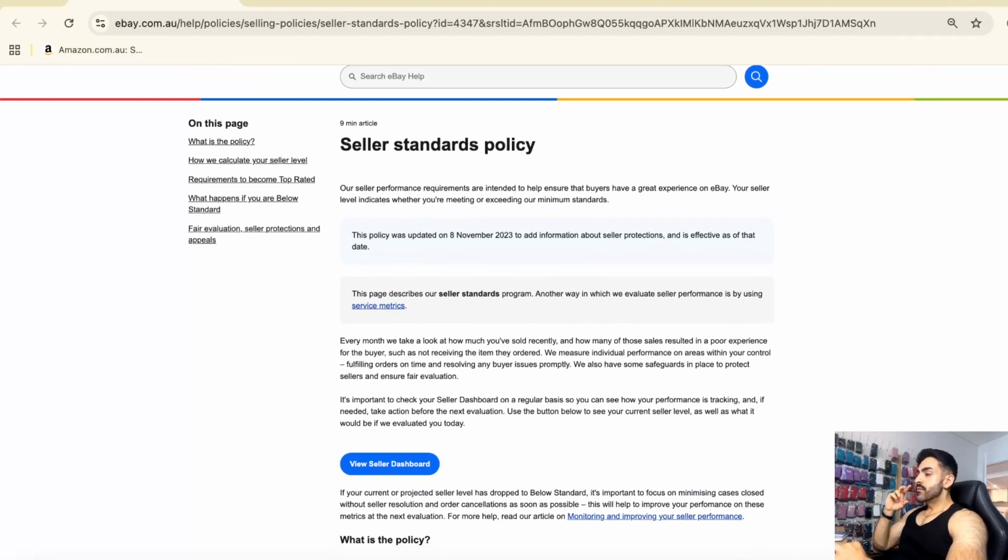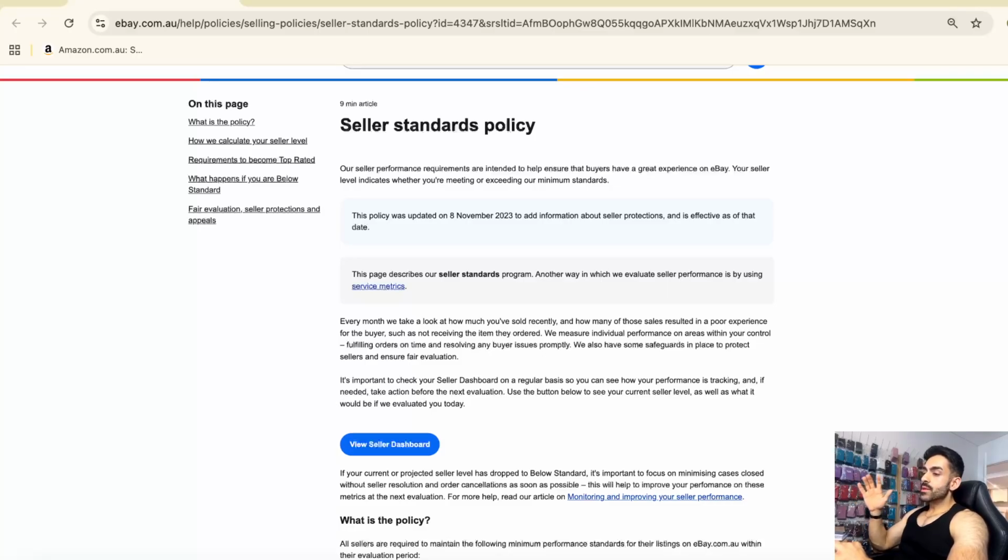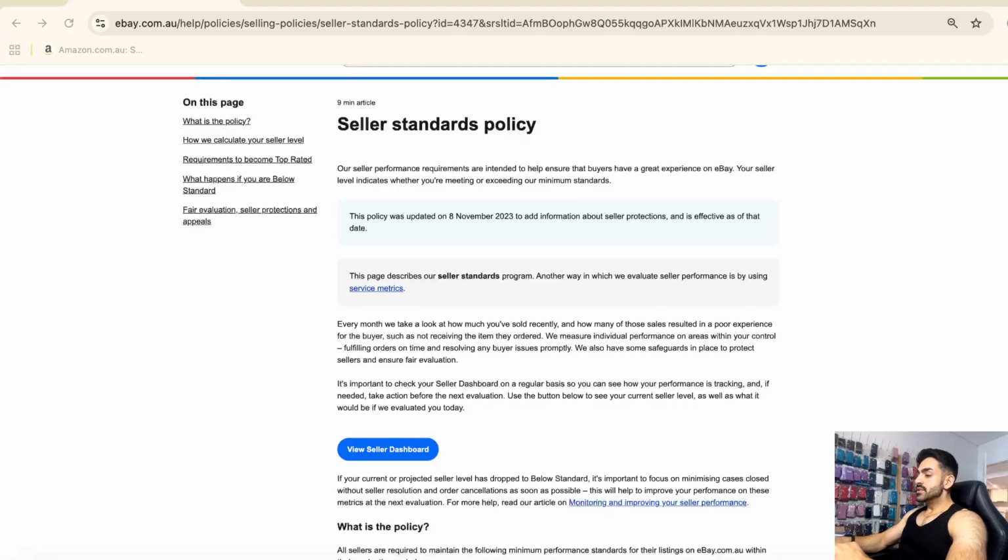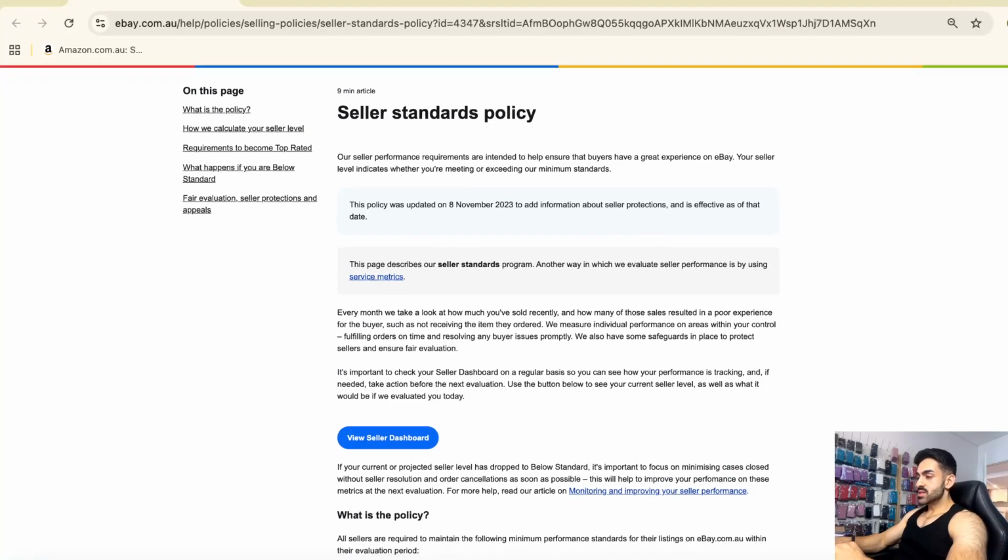Okay, so let's start with an article from ebay.com.au itself, right? So in this article, as you can see, they're talking about the seller standards policy, and in the seller standards policy they're talking about their requirements, right? So our seller performance requirements are intended to help ensure that the buyers have a great experience on eBay. So what they're saying is the reason why we're giving you these standards, so then the buyers can shop and come back for eBay and for more.